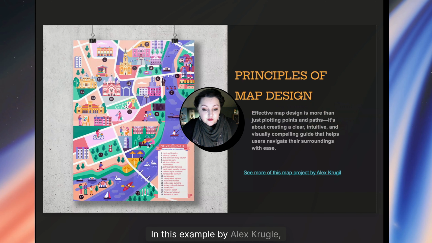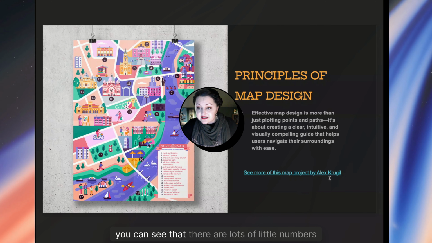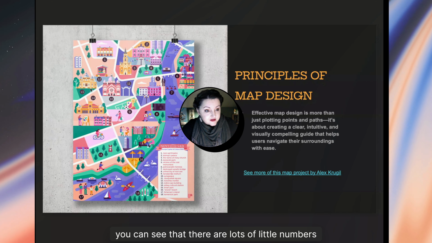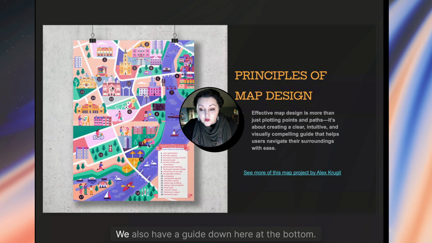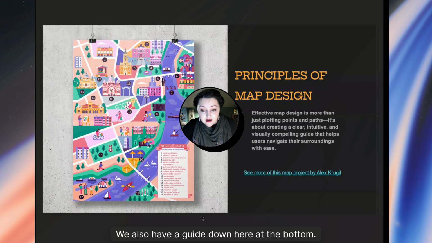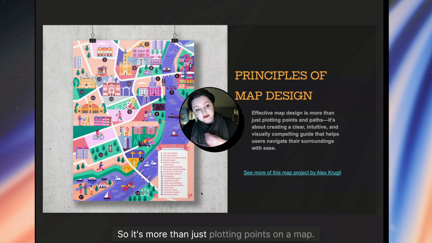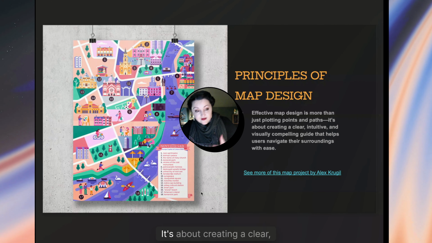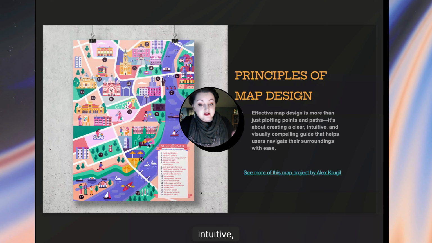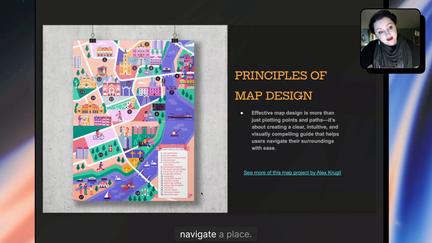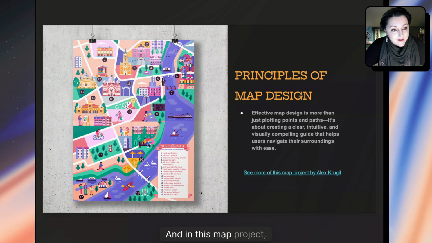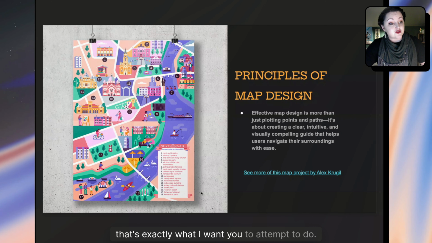In this example by Alex Krugel, you can see that there are lots of little numbers that have to do with all of these different plot points on the map. We also have a guide down here at the bottom. So it's more than just plotting points on a map. It's about creating a clear, intuitive, and visually compelling guide that helps people to navigate a place. And in this map project, that's exactly what I want you to attempt to do.